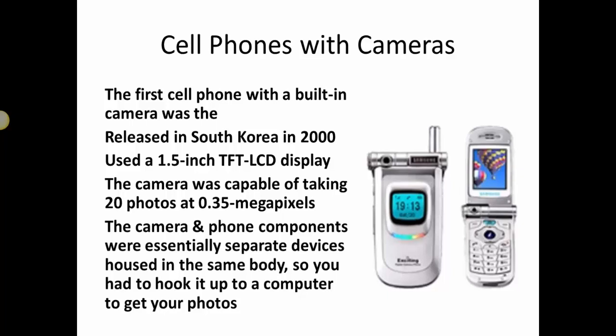And then we came out with cameras in cell phones. And this is the first one that came out. It was built by Samsung, and it came out in Korea in the year 2000. And it had a camera that was capable of recording 20 photographs at 0.35 megapixels. Now, you know, your typical smartphone camera now is over 10 megapixels. So this is really, really crude.